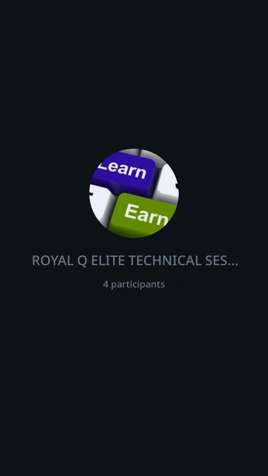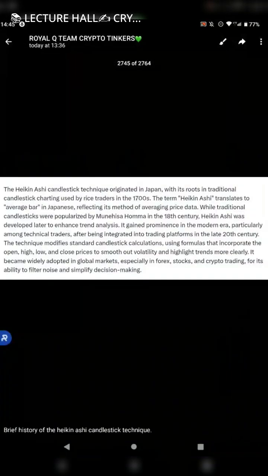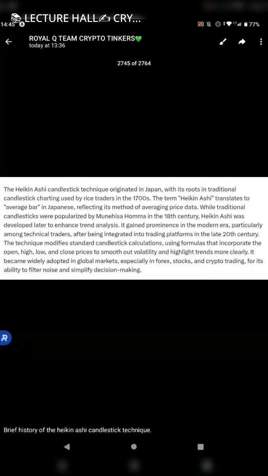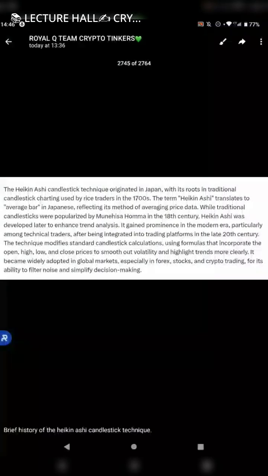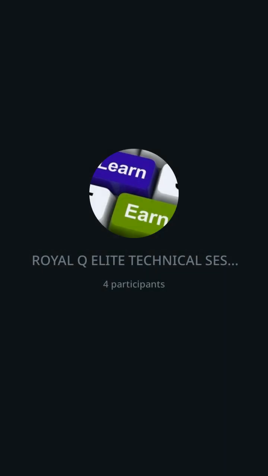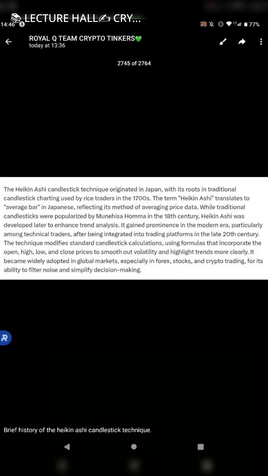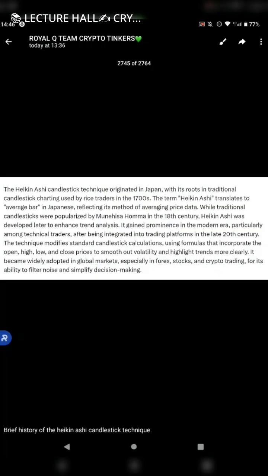Also, let me just briefly talk about the history of the Heikin Ashi candlestick technique. The Heikin Ashi candlestick technique originated in Japan with its roots in traditional candlestick charting used by rice traders in the 1700s. The term here can actually translate to average bar in Japanese, reflecting its method of averaging price data.